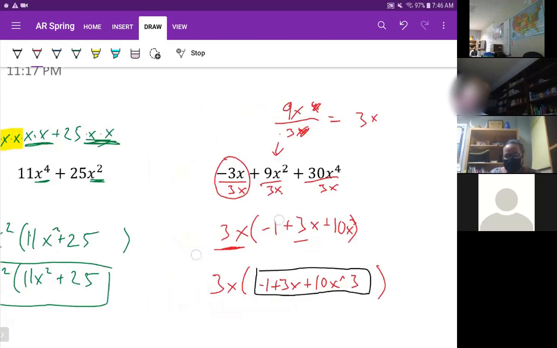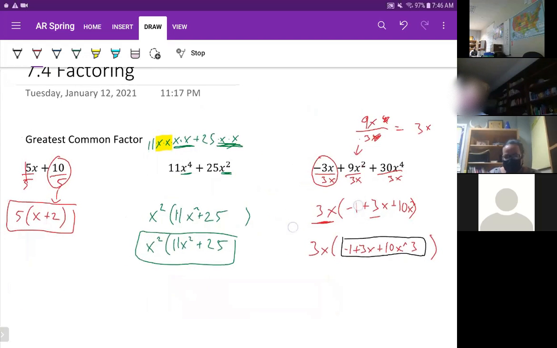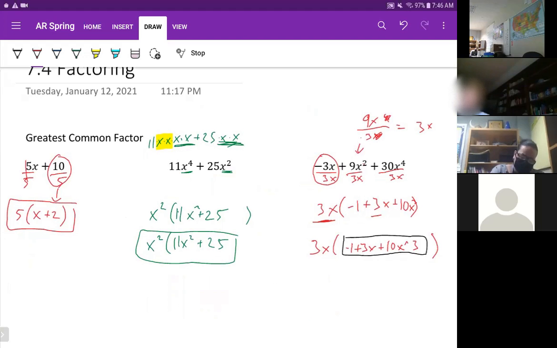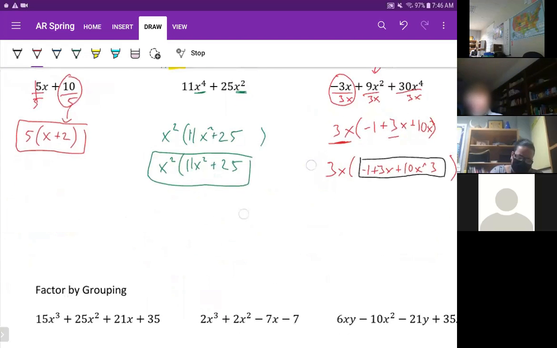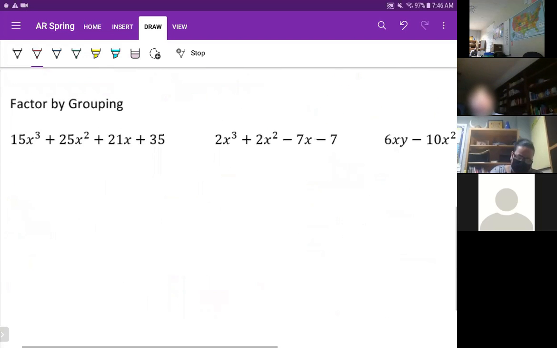So that is GCF factoring, greatest common factor. Most of your problems are like this. The second type you'll run into today is factoring by grouping.